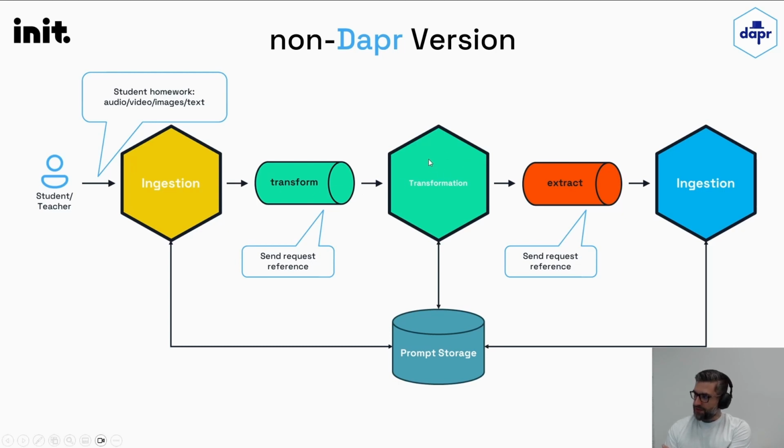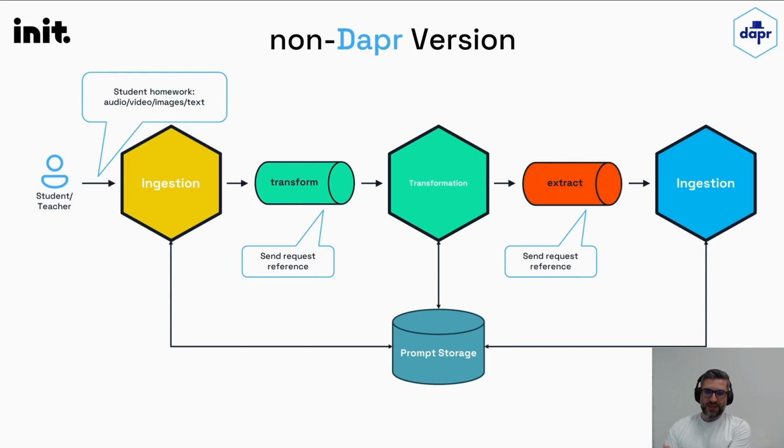The transformation service is the one in the middle. That one is responsible for transforming the request by transforming everything non-text to text. This service uses a combination of various cognitive services as well as domain knowledge, and when the request is being transformed, the final result is being stored into the common prompt storage, and also sent further by reference to the next microservice.